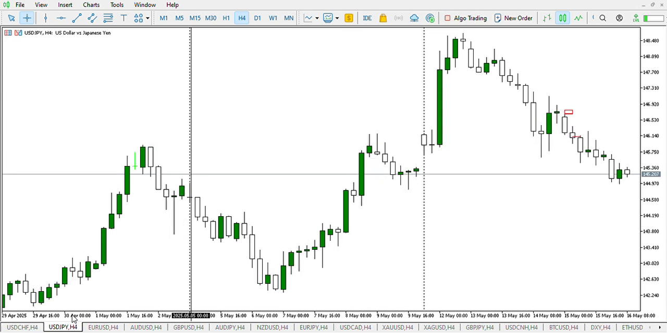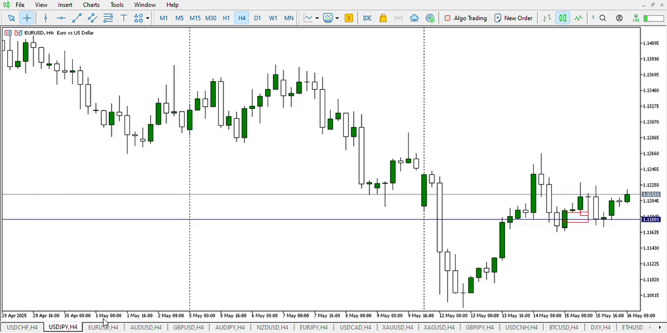On USD JPY, if this present candle forming presently closes as a bullish candle, breaks the high of the day and moves up, then we expect the US dollar to strengthen against the Japanese yen. On Euro USD, we ignore this pair as rules to anticipate a counter trend are not met.